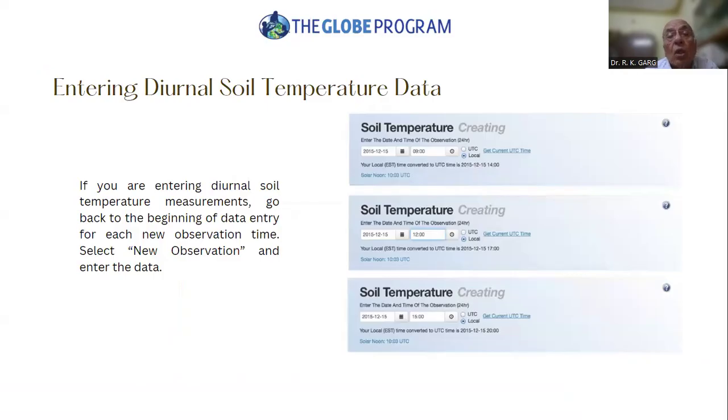Yes. So if you are entering diurnal soil temperature, as I told you, in each season, preferably try to take the temperature diurnally, preferably in the schools at 8 a.m., 10 a.m., 12 noon, 2 p.m., 4 p.m. For that, you have to write down the UTC or the local time, the date also, and then you have to enter the observation time.